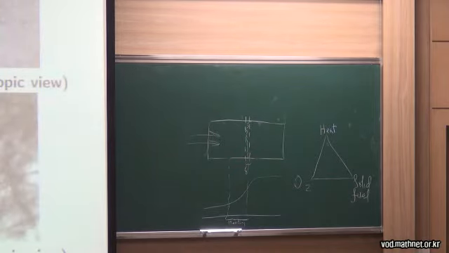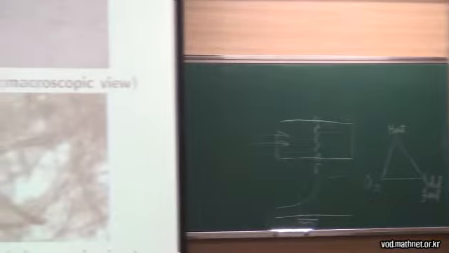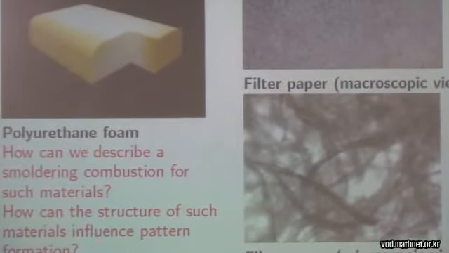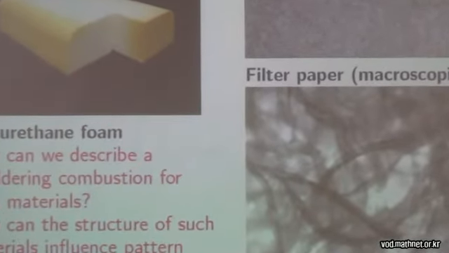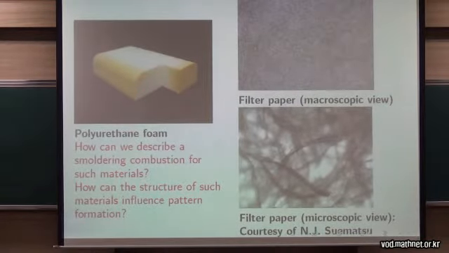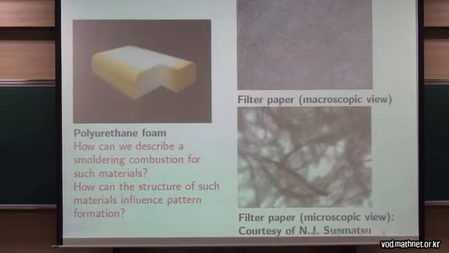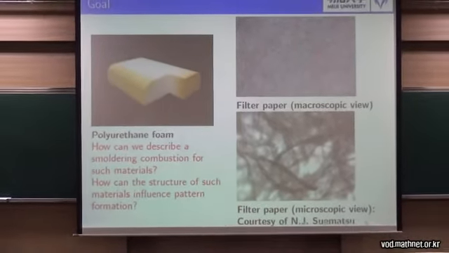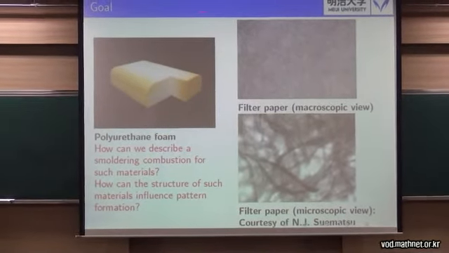Because the type of material is very important in what I'm about to discuss today, I would like to show some examples of porous materials which are combustible. For example, here on the left we have polyurethane foam, which is a typical example of a porous material. The picture on the right side is a microscopic view of a filter paper sample.